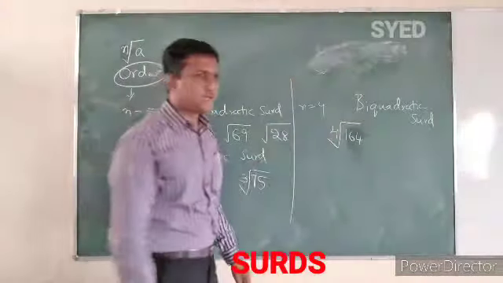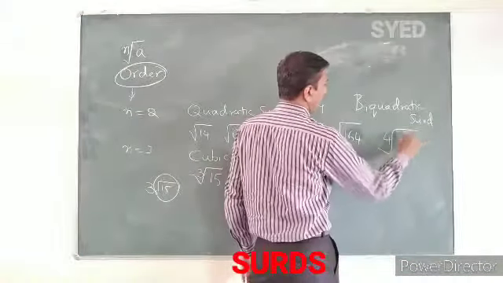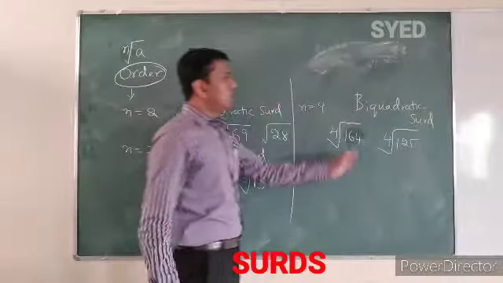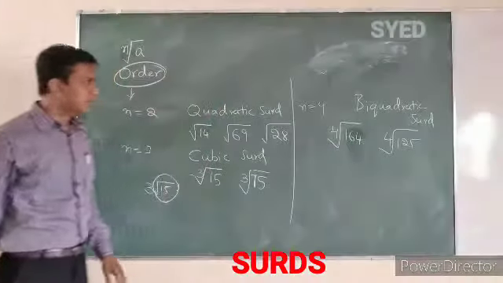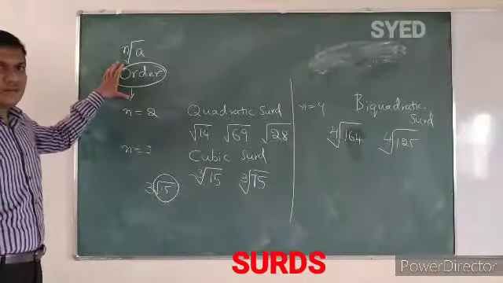So 4th root 64, 4th root 125. Like this, whatever the order, within that symbol you have to write. Okay. So this is about the order of the surd.